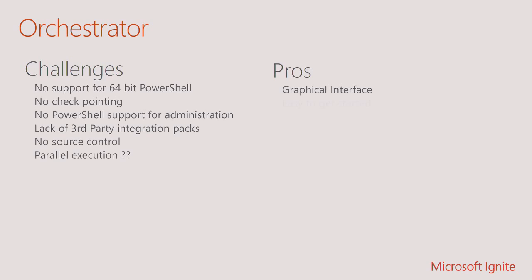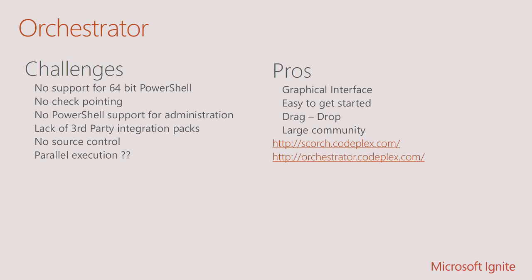Pros: the graphical interface, it's easy to get started, and the drag and drop. People loved the way it looked and the fact that you didn't really necessarily need any immediate scripting skills. You really did when you started using it in any depth, but you could start off with Orchestrator. There is a really large community out there. It was quite popular because it was part of the System Center suite, and most people tended to be licensed for it already, so it wasn't that difficult to implement. It's quite an easy tool to install as well. Scorch.codeplex.com and orchestrator.codeplex.com are the community websites you can go to and download that. And there's a lot of stuff on there that will resolve the issues that you see on the left-hand side there.